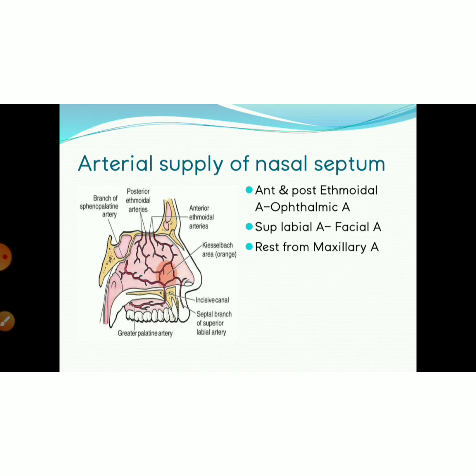Now coming to the arterial supply of the nasal septum. The nasal septum is supplied by the anterior and posterior ethmoidal arteries, which are branches of the ophthalmic artery. The septal branches of the superior labial artery, which is a branch of the facial artery. The septal branches of the sphenopalatine and greater palatine arteries, which are branches of the maxillary artery.